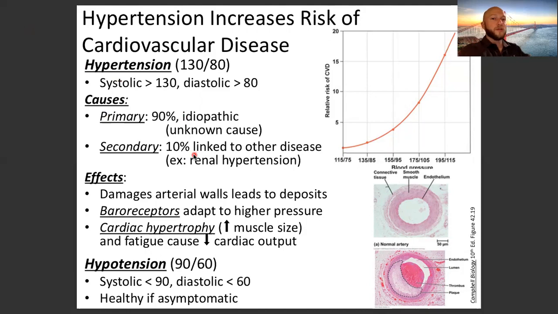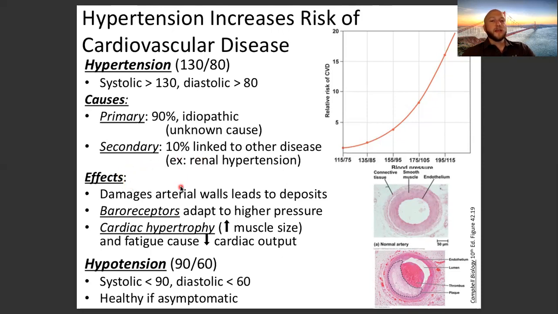Hypertension is 130 over 80, 130 systolic over 80 diastolic. Primary causes, 90% is idiopathic. Most of the time, it just happens. There's not really a good specific reason. About 10% are linked to other disease like renal hypertension. Renal issues would be the cause.